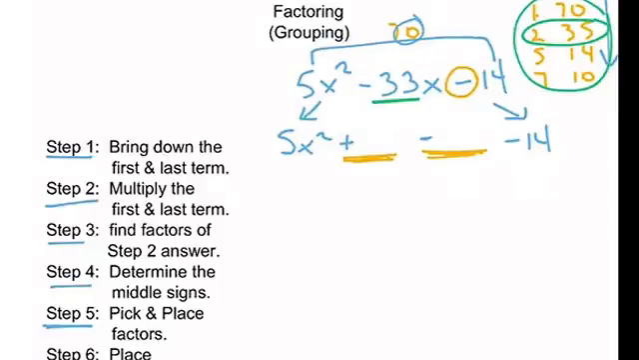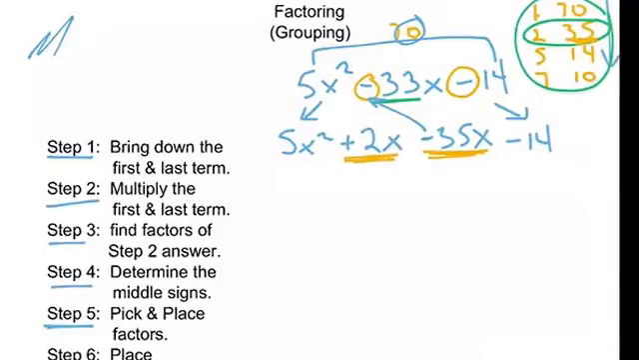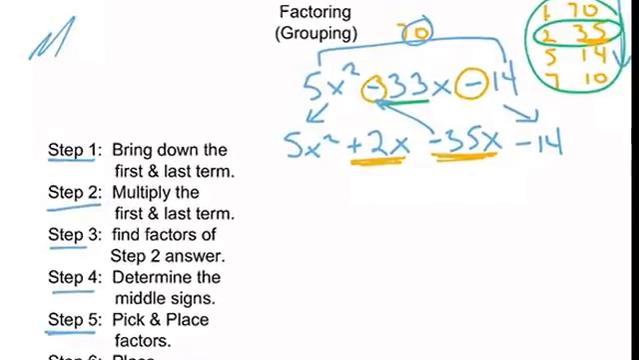So here do the signs matter? Okay, I've got a negative there. I want a negative 33. So I need to put my biggest value with the negative number. So I'm going to do 35x there with the negative because of that. And then I'm going to put 2x here. Okay? That is step 5. I picked which factors I was going to use and I put them in the right spot.